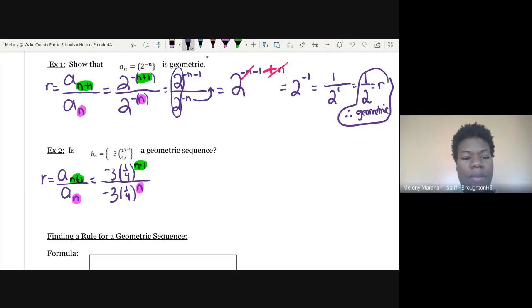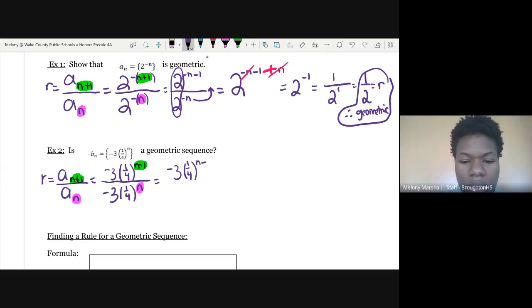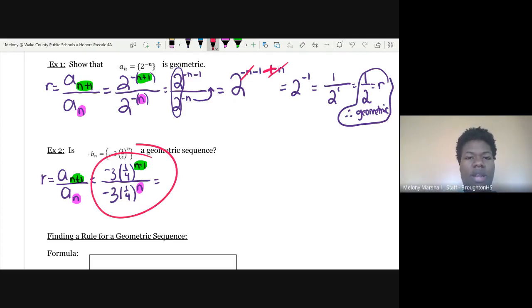We're going to simplify. So this is negative 3 times 1/4 to the n plus 1, and that doesn't simplify at all, and then all over negative 3. I guess I could just solve it and simplify it first. So before I rewrite the same thing all over again, we are going to go ahead and clean this up now that it's written.